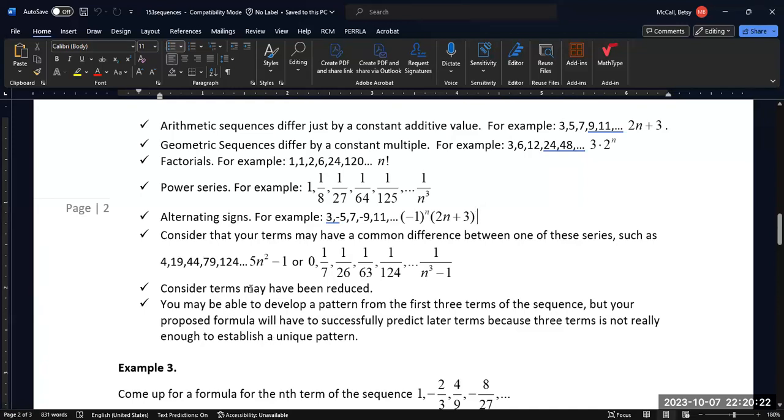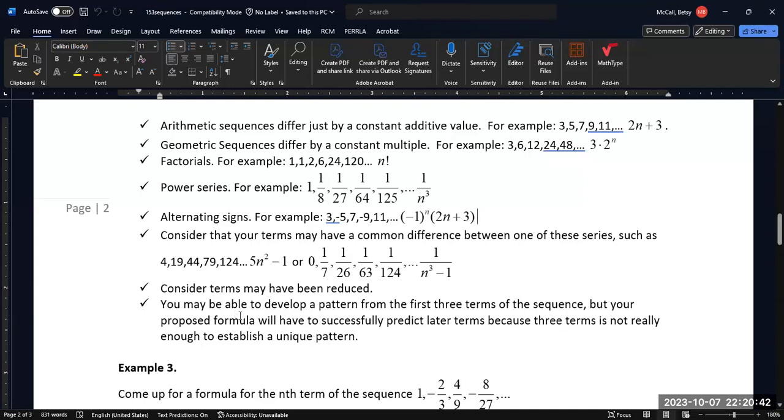Another thing to keep in mind is that you can find patterns in the numerator and the denominator separately. So if you have something very complex going on, it may be much more helpful to look at them as being a pattern in the numerator and a pattern in the denominator.